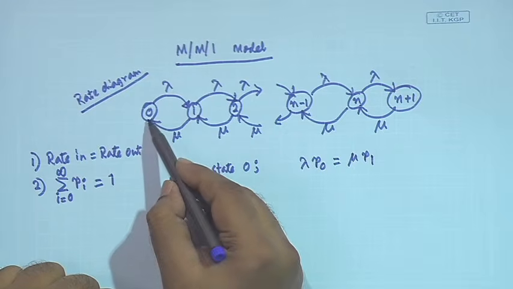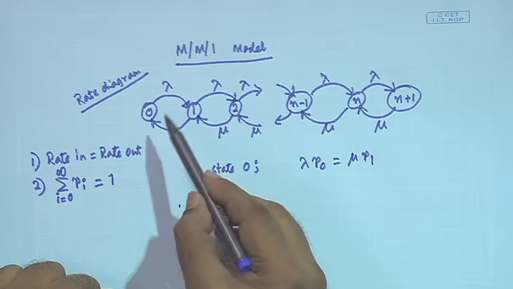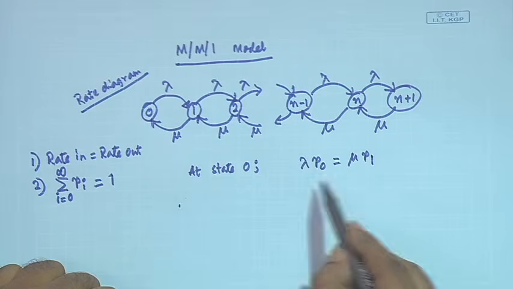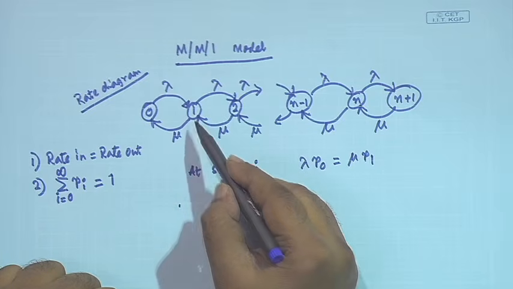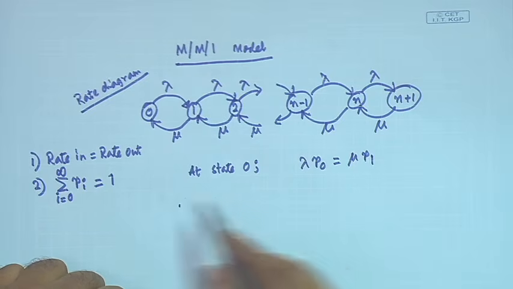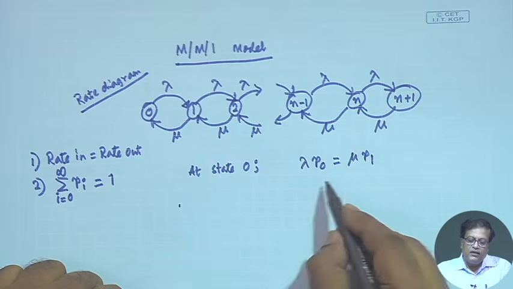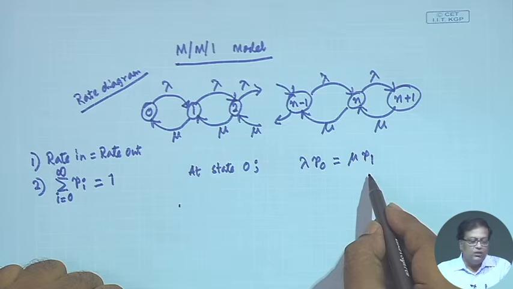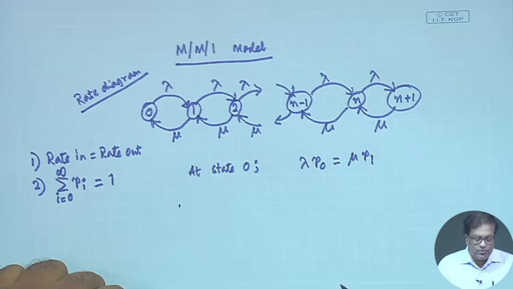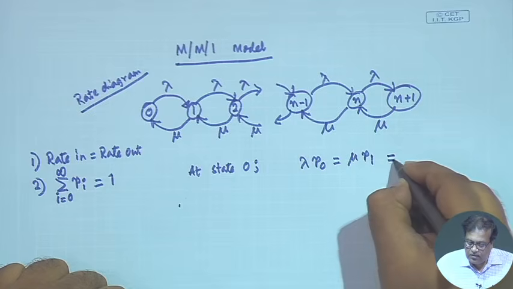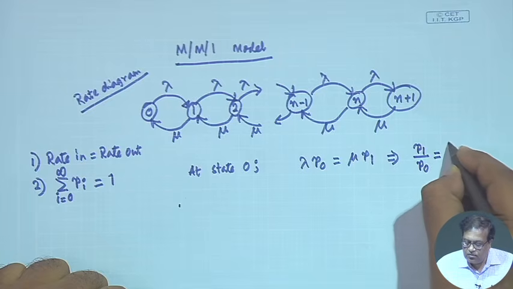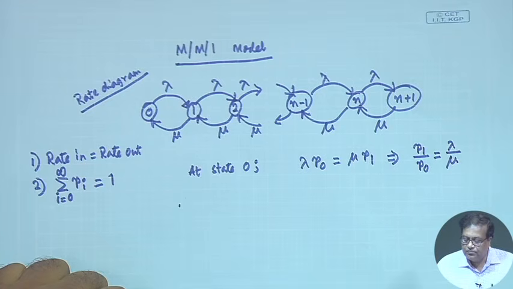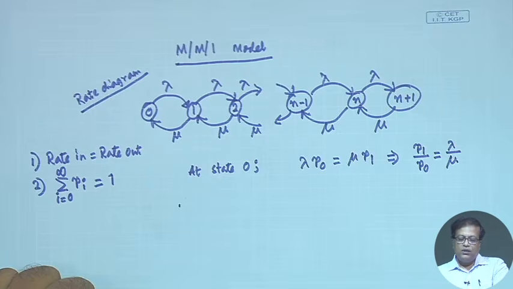So, very simply we can write this. This one is the probability at P0. So, what will be the rate? Lambda times P0, and here the state is 1, the probability of the system having 1, and mu is going out. So, rate in equal to rate out, we simply write lambda P0 equal to mu P1. From here we can write P1 by P0 equal to lambda by mu. All right. So, very simply we can make this balance.